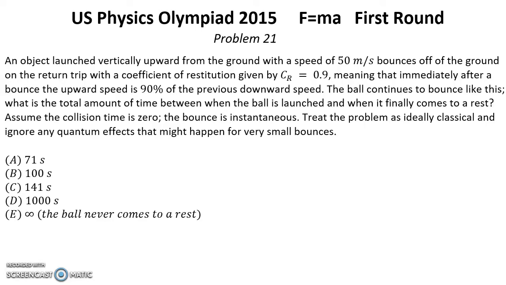Problem number 21. An object launched vertically upward from the ground with a speed of 50 meters per second bounces off of the ground on the return trip with the coefficient of restitution given by CR equal 0.9, meaning that immediately after a bounce the upward speed is 90% of the previous downward speed. The ball continues to bounce like this.